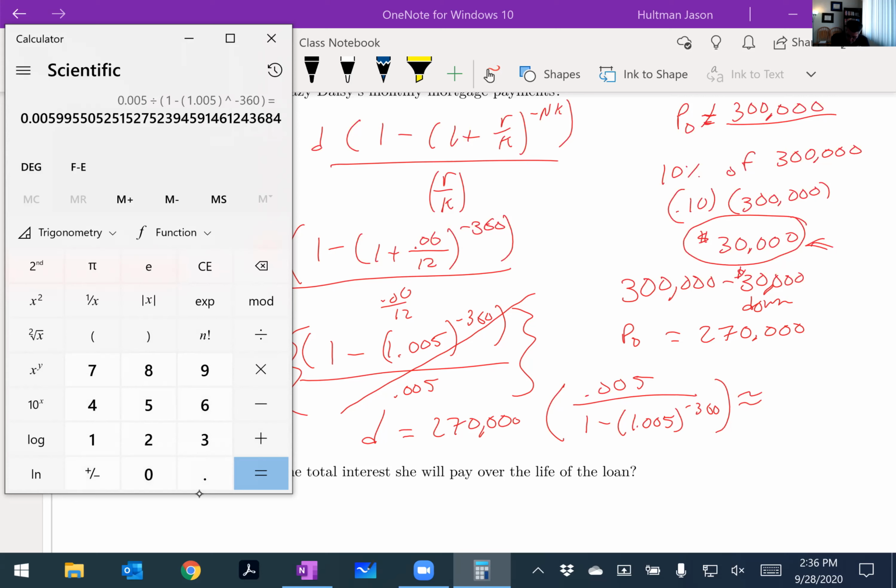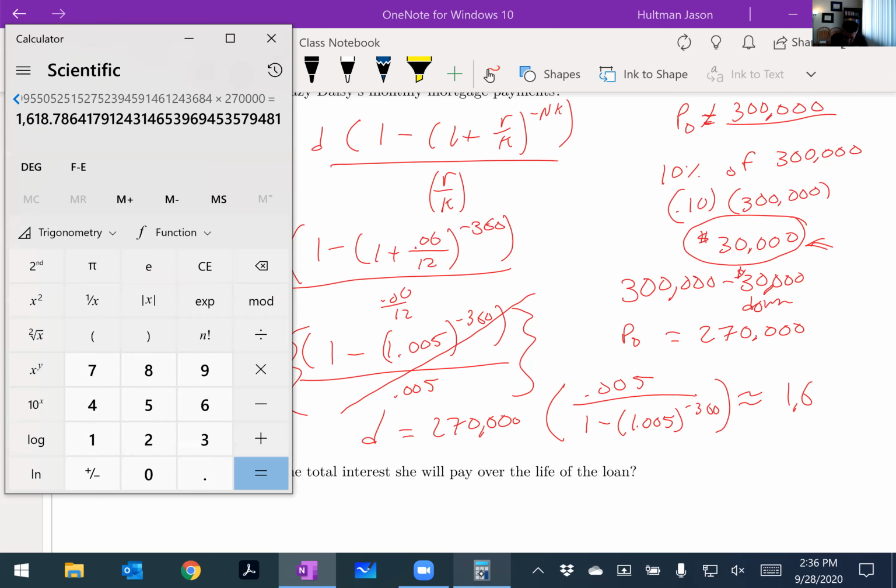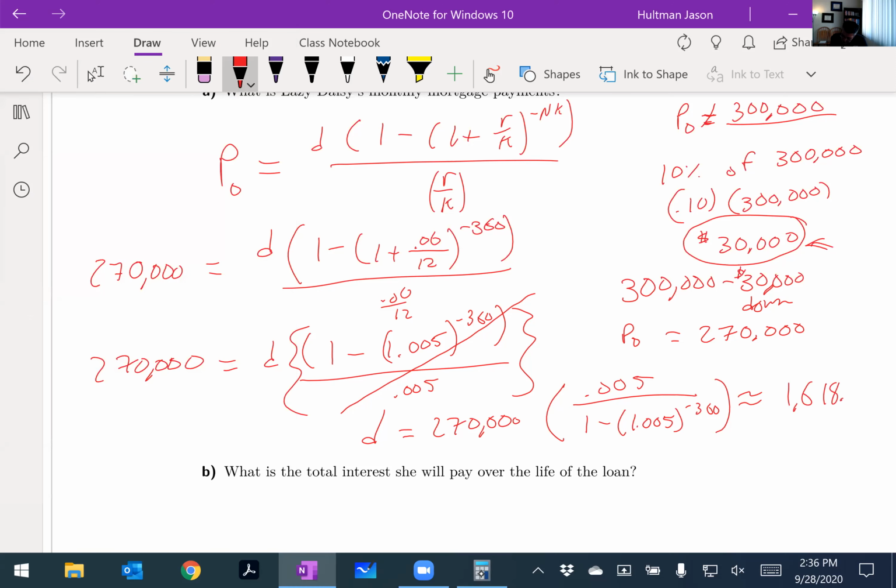Then I'm going to multiply this number that I got times 270,000. And that comes to be $1,618.79. And that's the house payment that she can afford.